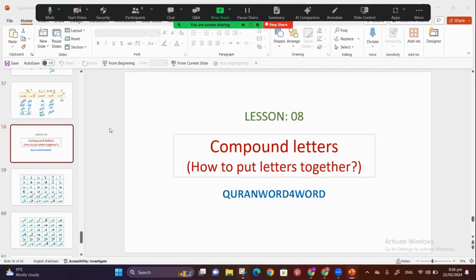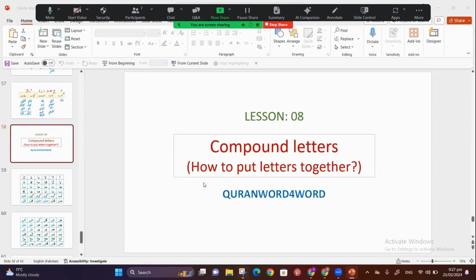Today's topic that I have selected is compound letters, right? Earlier, what we have done up till now is the individual letters of Arabic, their names, and somewhat about their sounds as well, mostly about their articulation. Yesterday I told you that for Arabic letters, their shape changes with regards to their position in a word. So we are slowly and gradually moving towards the words as well.